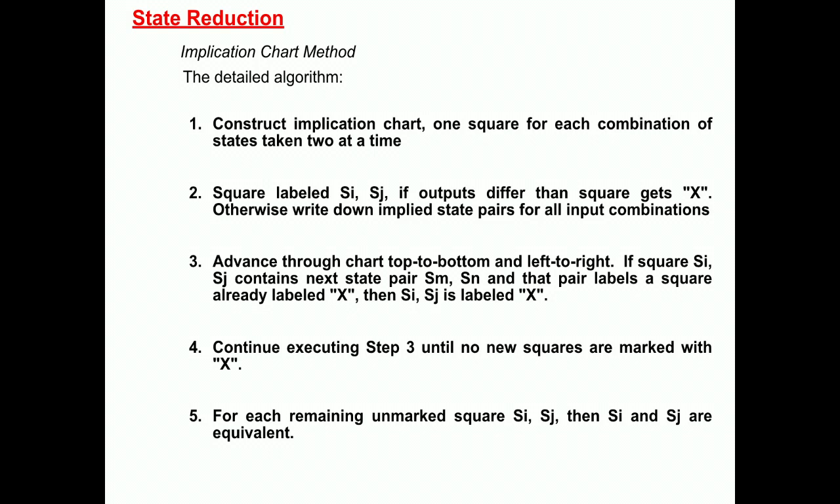If we have in each square, you'll see this in a minute when I go through the example, we're going to write down what next states have to be equivalent for these two particular states to be equivalent. And if we already know the next states for these two states are not equivalent, then we know that these two states can't be equivalent. We just kind of follow that through. So you continue executing step three until no new squares are marked with an X. And then for each remaining unmarked square SI, SJ, SI and SJ are equivalent.